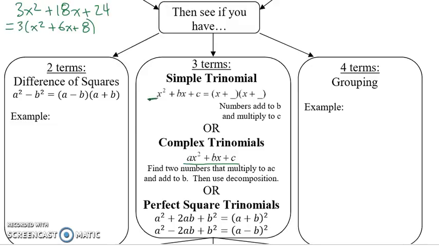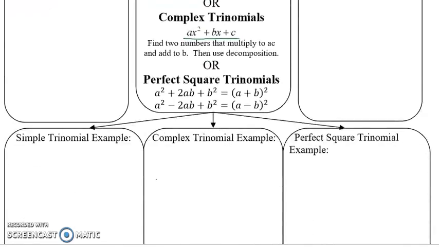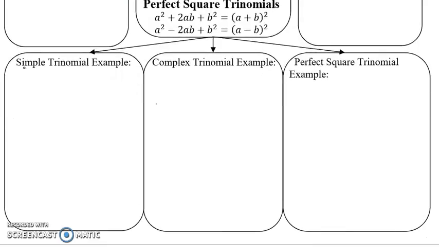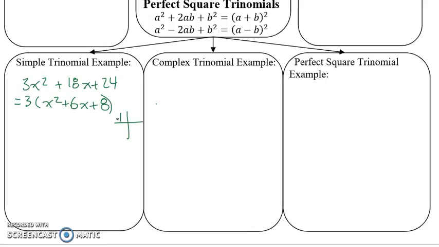The value in front of the x squared in the brackets is 1. So this is actually a simple trinomial example. So let's fill this in down below. Going to write that out again for us. Well, now I just need 2 terms that add to 6 and multiply to 8. Well, 2 terms that add to 6 and multiply to 8 are 2 and 4.